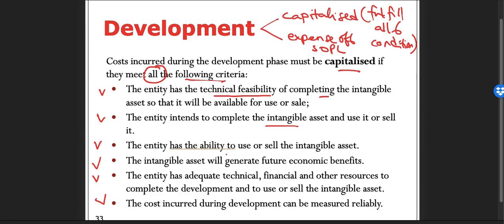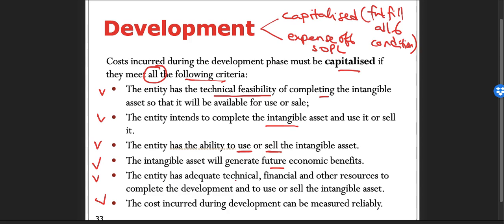The entity has the ability to use or sell. It must be marketable so that you can generate income. Able to use so that you can generate income, or you sell it so that you get sales. The intangible asset will generate future economic benefit. You cannot come up with a product that does not have any benefit to the company.